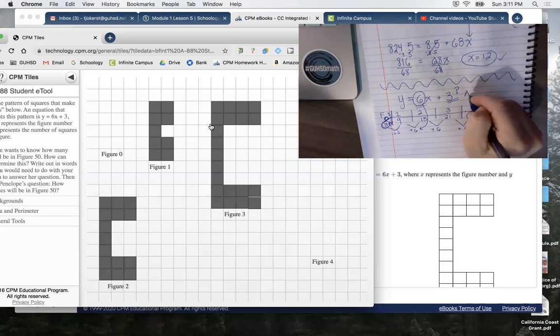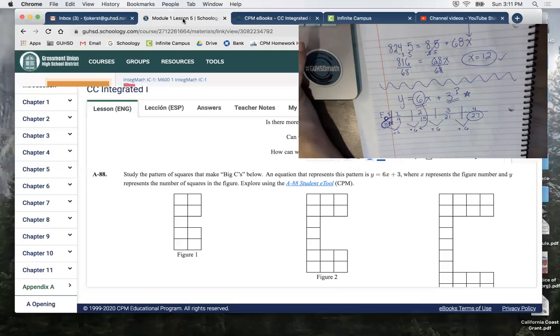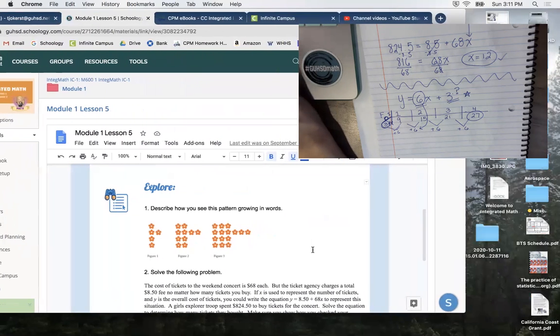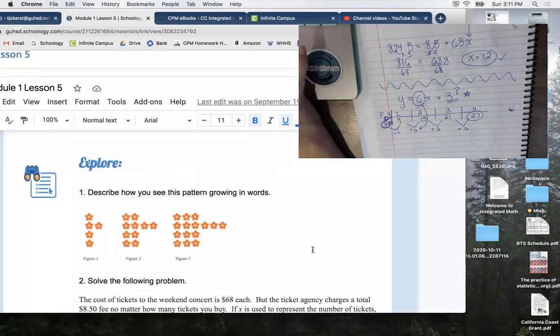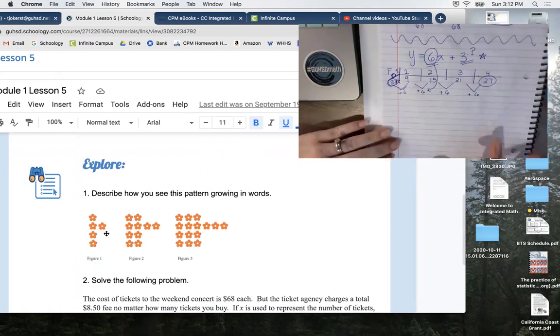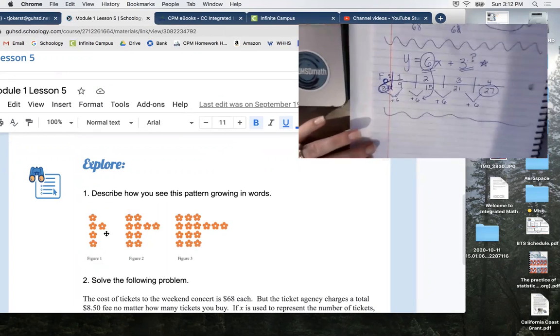So that would hold with the pattern. That is where we get this equation. So now I'm going to bump back. I'm going to exit here. To apply that same concept to what we did in this equation at the very beginning, let me move this over, zoom in a little bit. Because we talked about how it grows in words, let's go back and talk about how this one grows in numbers.